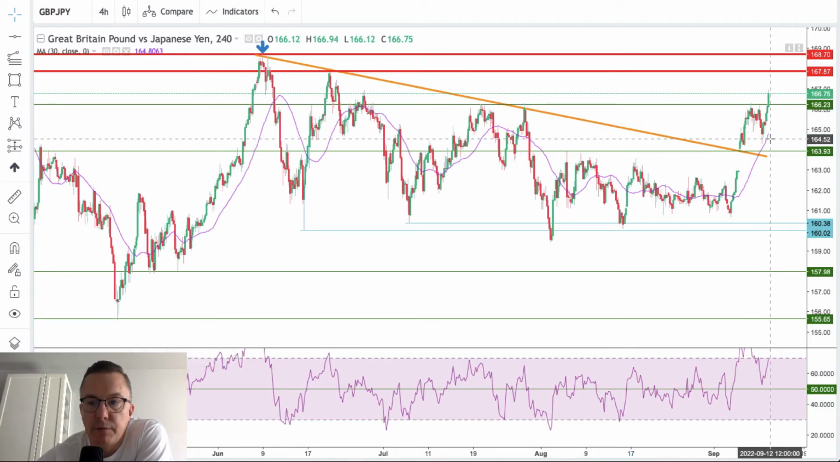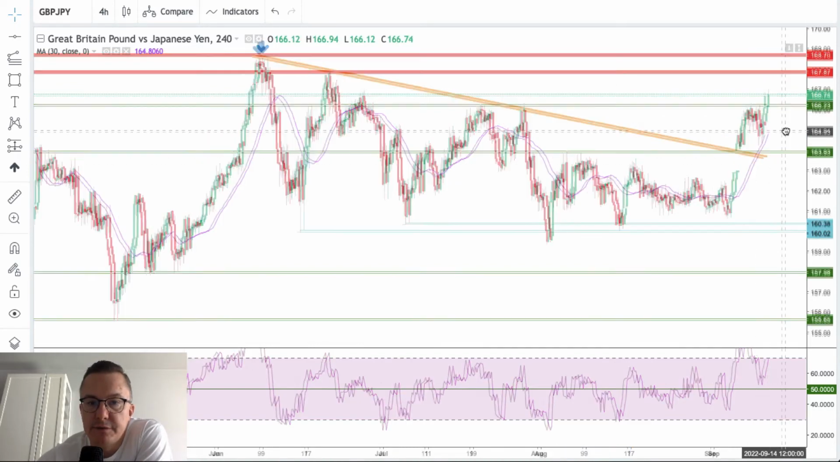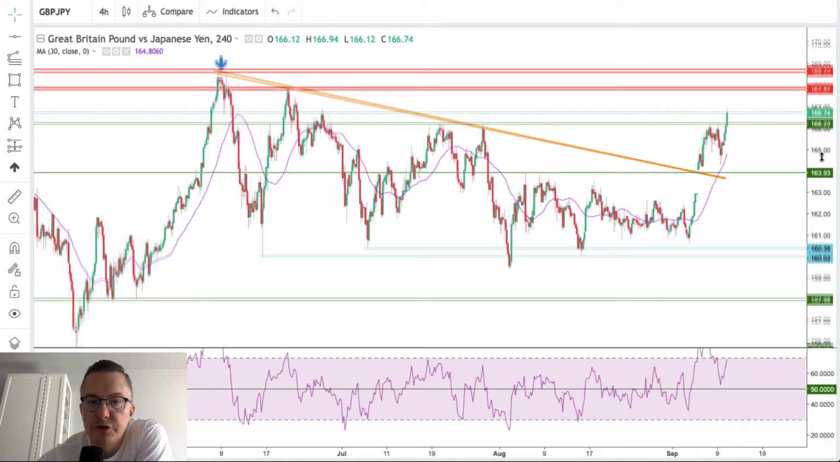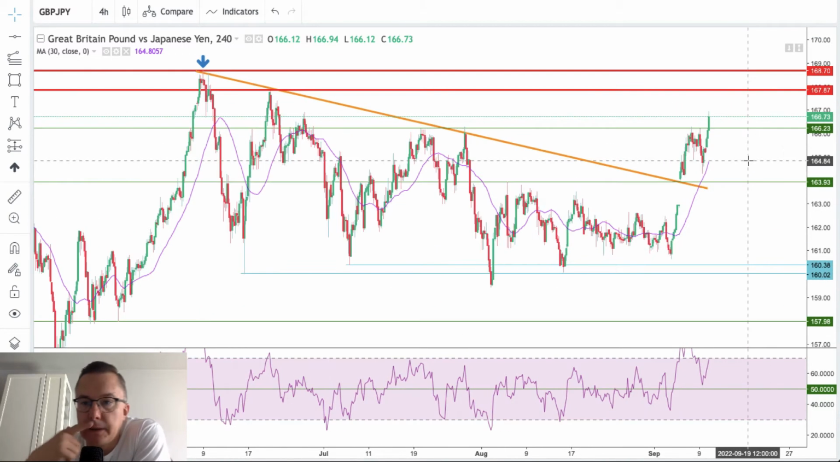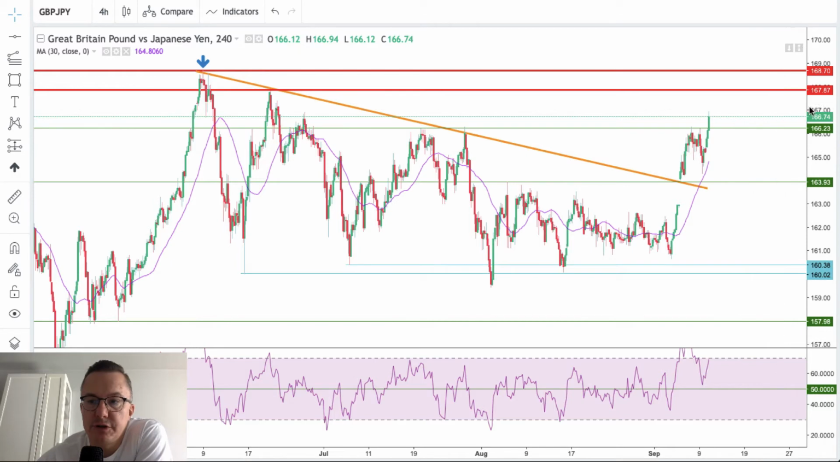As you can see, we are above the 30 periods moving average, getting close on this market to the next target, which is at 167.87. 168.70 is the swing high from the beginning of June 2022. So that's a very interesting rally here.